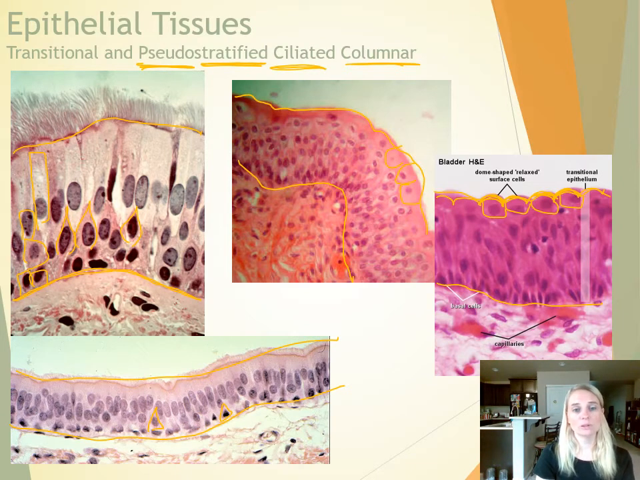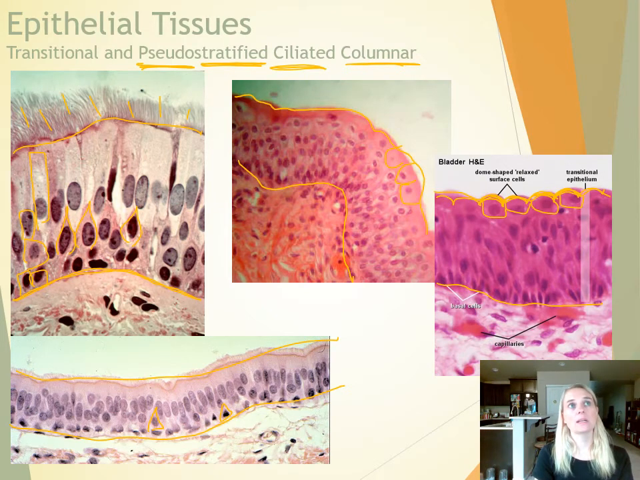So even though it looks stratified because of the multiple layers of the nuclei, each cell is attached to the basement membrane. There's not cells attached to cells attached to cells. So they are all attached to the basement membrane. Some of them make it to the surface, some of them don't, but there's no layering of the cells. And then you also have the cilia, which is a good clue.